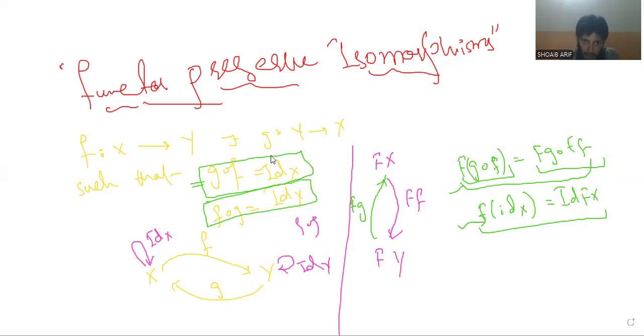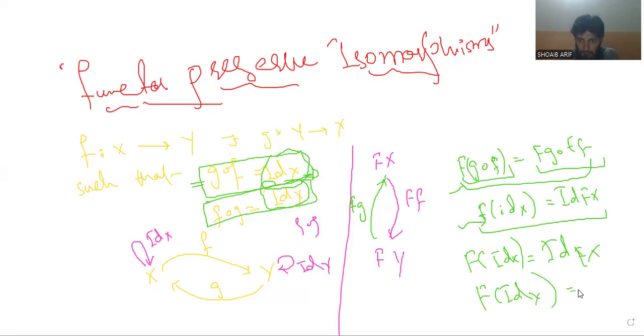So according to the definition of functor, it should preserve identity. So the functor sends this morphism id on X to F of id on X, which is equal to id on F of X. Okay, and F of id on Y is equal to id on F of Y according to the definition of functor.